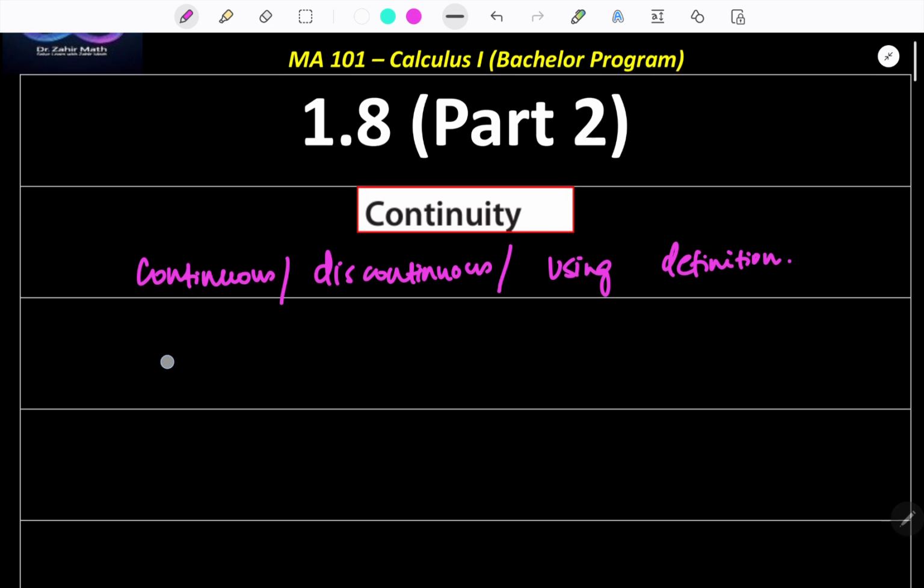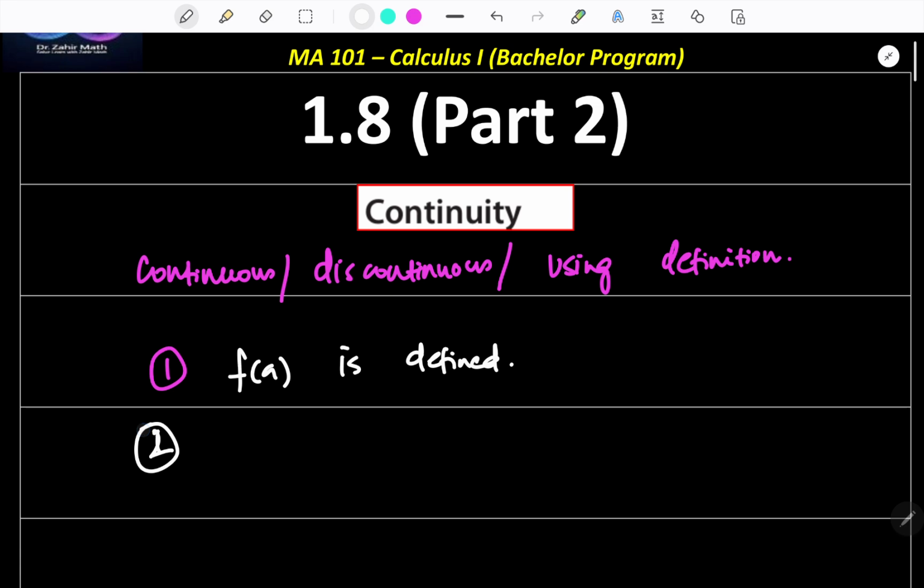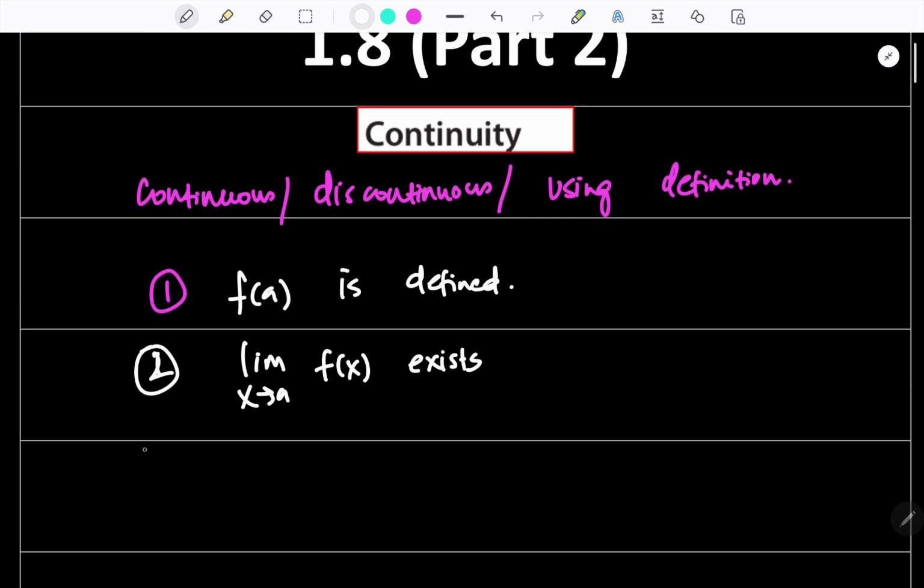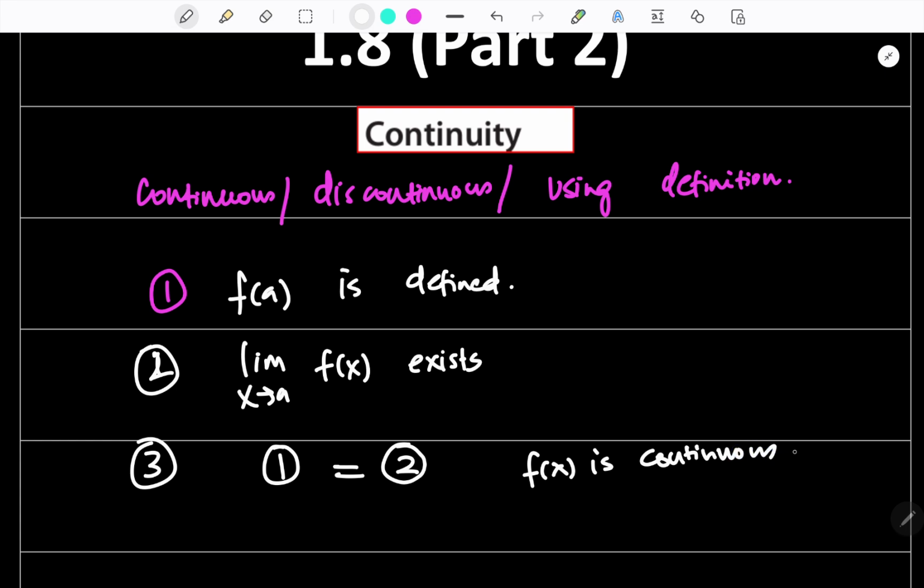What do you mean by the definition? There are two conditions. Step number 1, that is condition number 1: f of A is defined. Let me explain everything, don't worry. Number 2 is limit x tends to A, f of x exists. And number 3: condition 1 is equal to condition 2. Then the function f of x is continuous at x is equal to A.